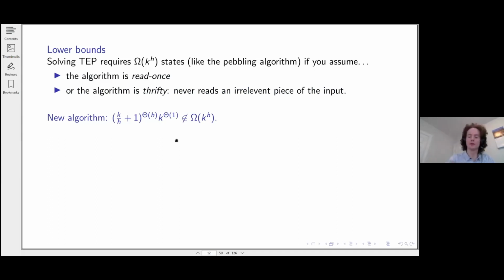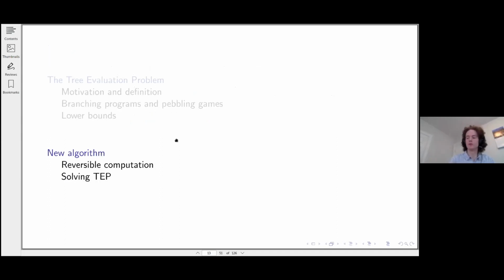Okay, so now let's move on toward talking about the new algorithm. First of all, I'm going to talk about a few results related to reversible computation that feed into it. Then I'll talk about how we use these techniques to build an algorithm for TEP. I want to start with a paper that caught our attention and showed us that we should be paying attention to reversible computation.